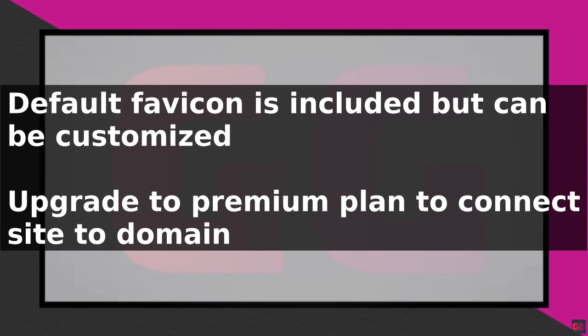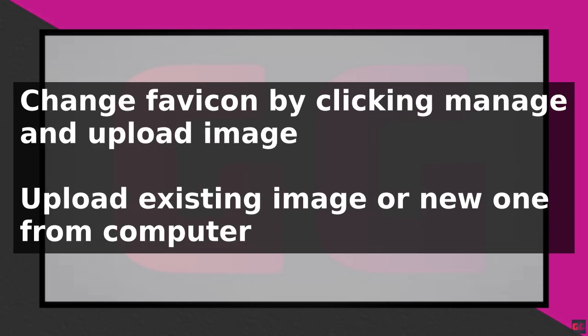To change your favicon, go to your site's dashboard or settings. Click Manage next to favicon, and then click Upload Image to select an existing image or upload a new one from your computer. After uploading your image, click Add to Page to see a preview of what your favicon will look like on your browser tab.